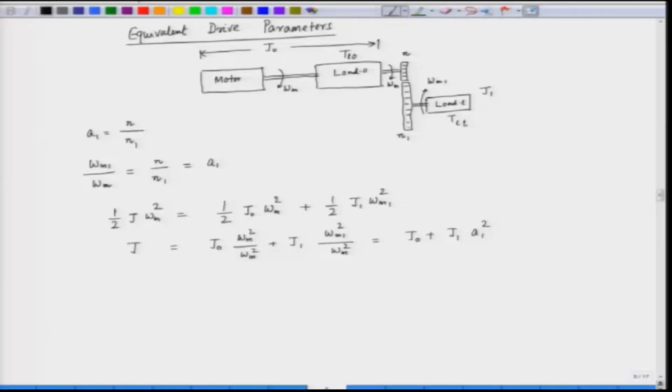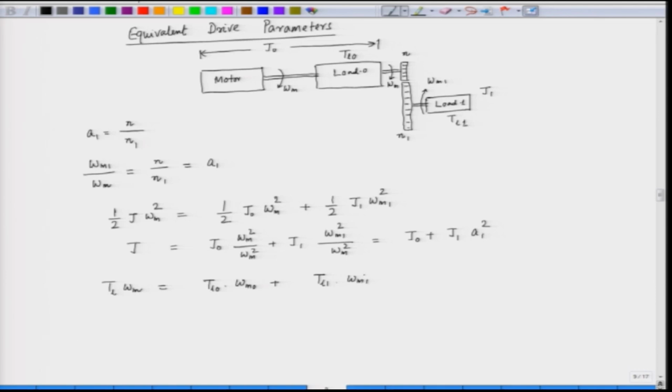Similarly, let us see the power seen by the motor. So, the power seen by the motor is T L into omega m, that is equal to, we have two different loads. Load 0 is directly coupled, load 0 power is T L naught into omega m naught, plus load 1 power is T L 1 into omega m 1.